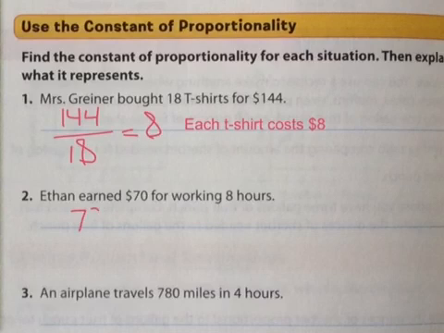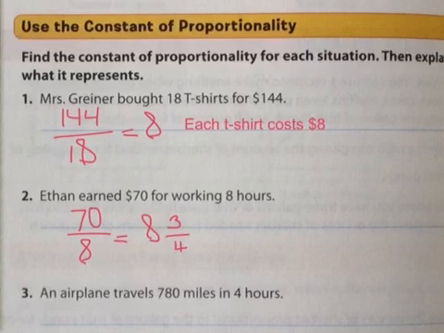Ethan earned $70 for working 8 hours. So $70 for 8 hours. How much is he earning per hour? So we're going to divide 70 divided by 8. And I get 8 3/4, right? I divided it by 8. 8 times 8 is 64. And then I'm left with 6 over 8, 6 out of 8, which I simplify to 3/4. And so it's 8 3/4, or 0.75, right? So Ethan earned $8.75 per hour.